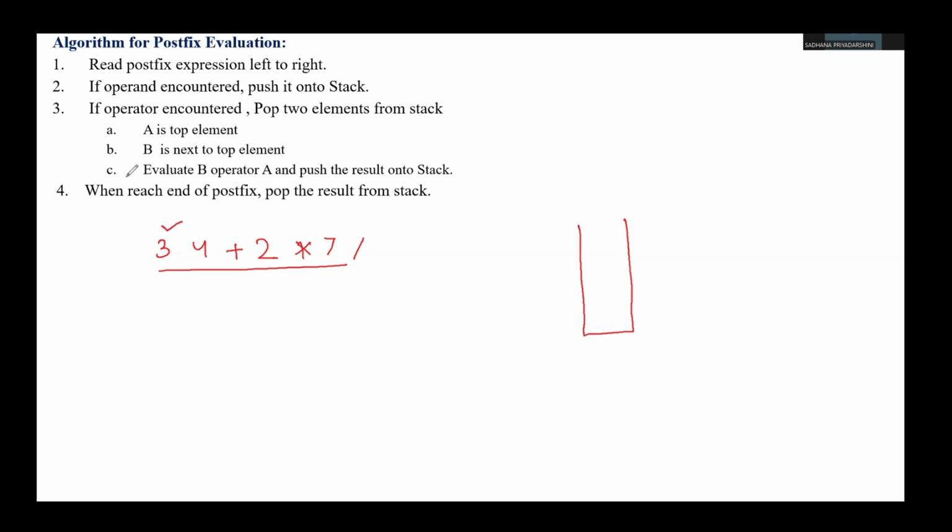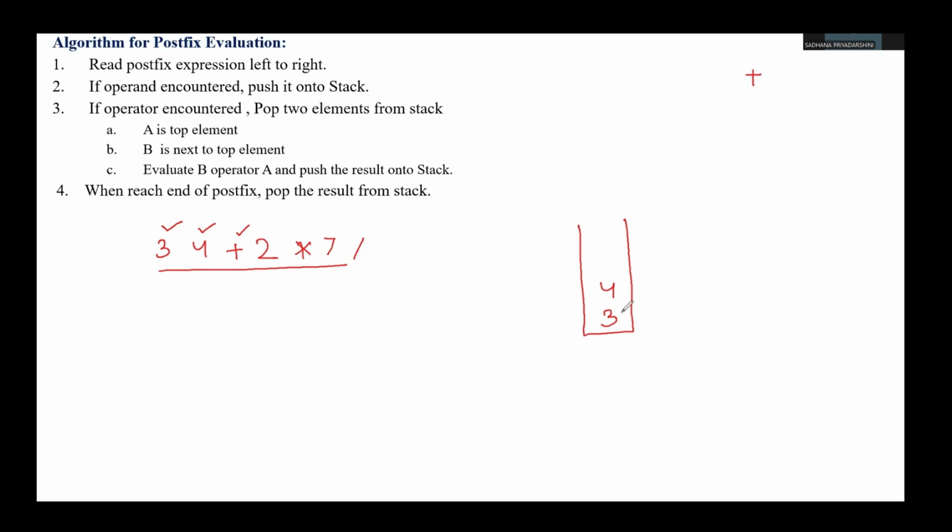First we read 3. If it is an operand, what do we have to do? We have to push it onto the stack, so we push 3. Next is another operand, 4, and if it is an operand we push it. Now we have got an operator, plus.